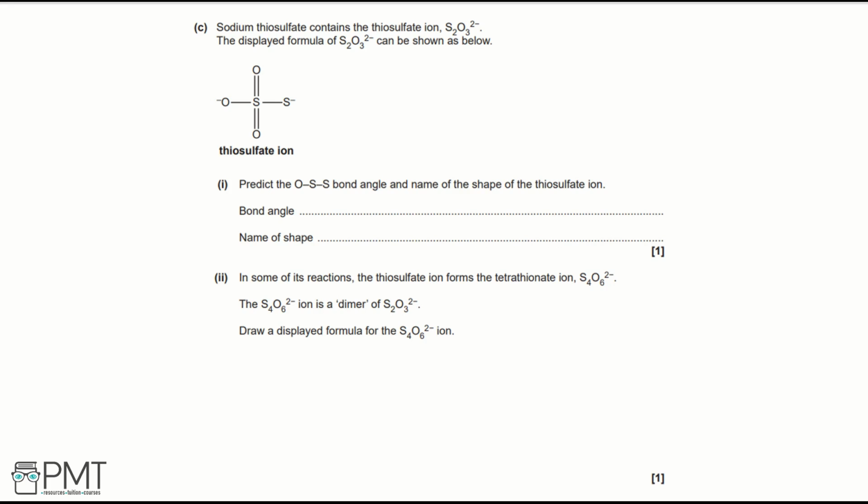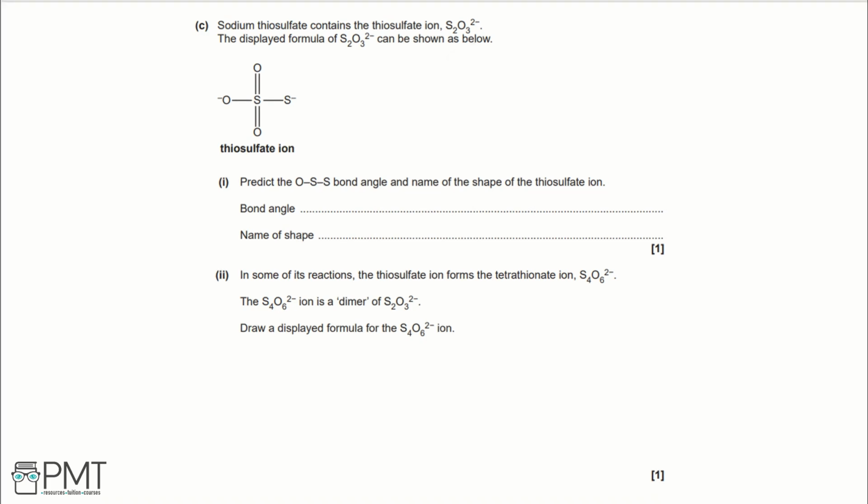Part C. Sodium thiosulfate contains the thiosulfate ion S2O3 2-. The displayed formula of S2O3 2- can be shown as below. Part 1. Predict the O-S-S bond angle and name the shape of the thiosulfate ion.